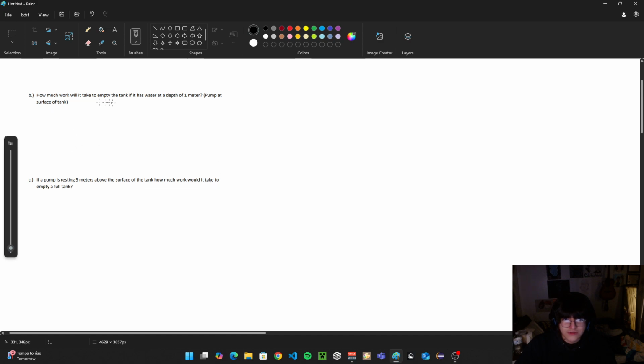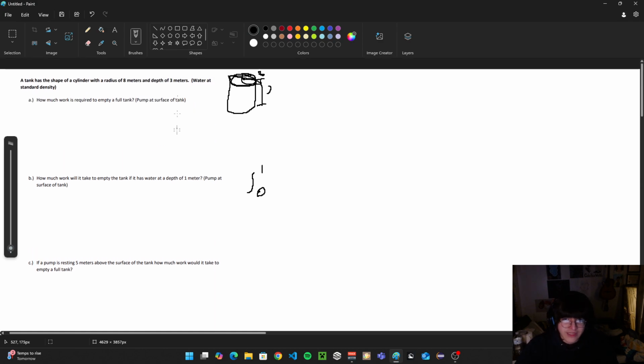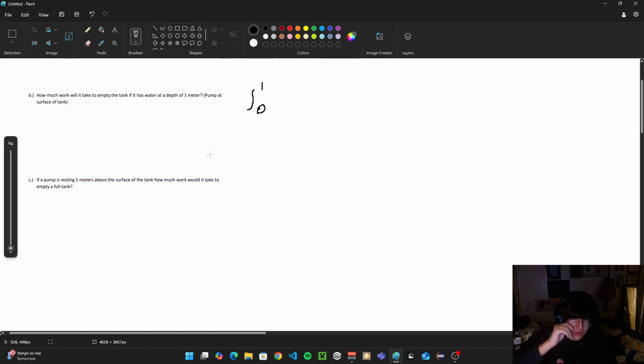Okay, it says how much work will it take to empty the tank if it has water at a depth of 1 meter, with the pump at the surface of the tank. This is going to be similar to the other problem, except the integral is going to be from 0 to 1, because the water has a depth of 1 meter. The tank still has a depth of 3 meters, but the water that we're pumping out has a depth of 1 meter. So everything else is going to stay the same.